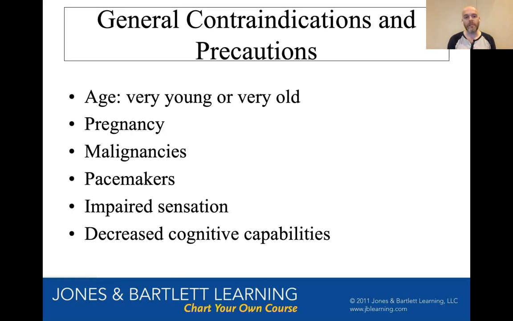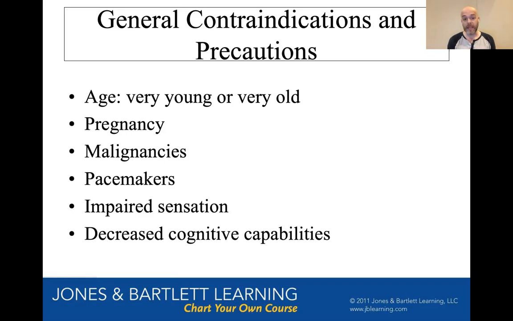Malignancies: if people have active malignancies in their body, there are certain things we can't do, like we wouldn't do a lot of stretching around that part of the body or strengthening around that part of the body, or using hot packs or electrical modalities. We have to be careful with people with pacemakers, with modalities.